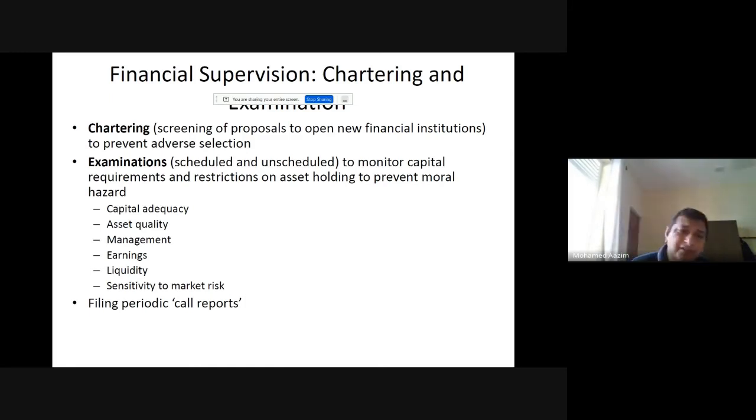Then also the examinations is we discussed scheduled and unscheduled with all these subcategories within. And also filing periodic call reports. You have to have every day, you have to send a report to the financial regulator of your assets, changes to your assets, right? What's your transactions? Maybe a summary, but the systems would capture the details of one and each and every transactions that you have entered.